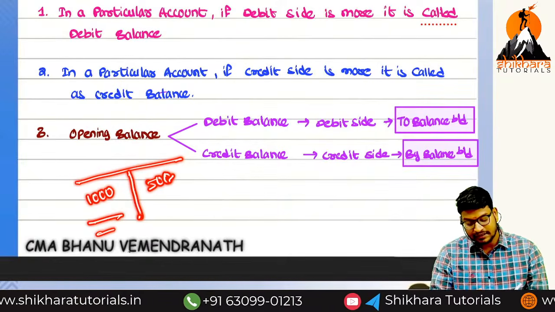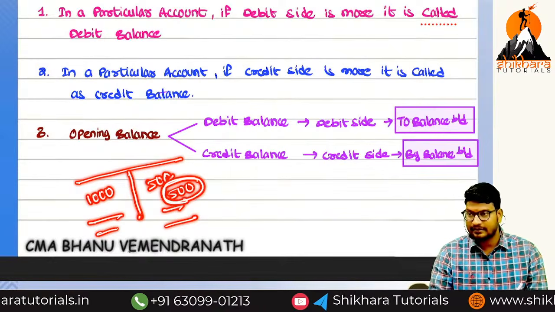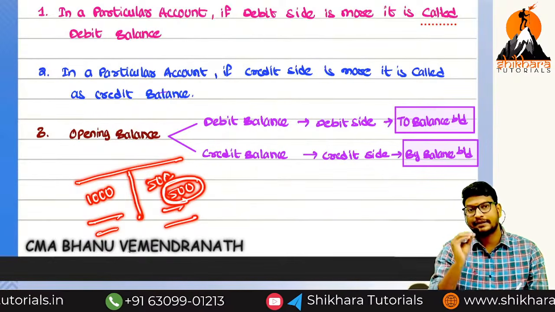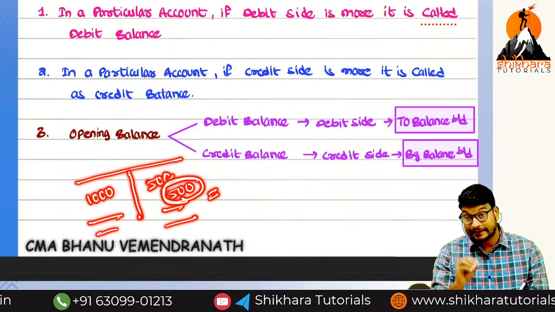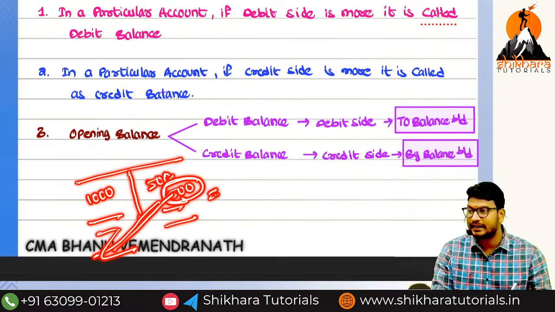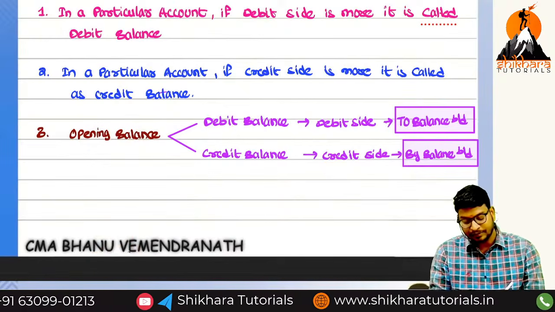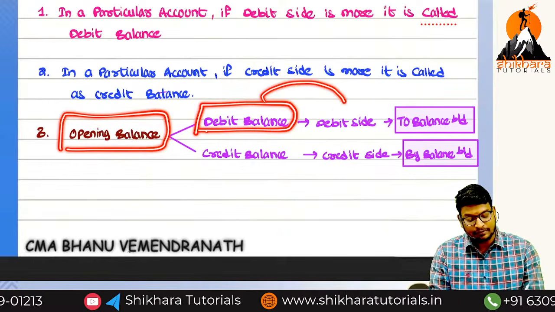To close this account, the balancing figure will be available on which side? Credit side. That is the reason that for a debit balance account, the closing balance will be on the credit side. When coming to the opening, we have to transfer to which side again? Debit side. That is the reason the opening balance of a debit balance account will be on which side?